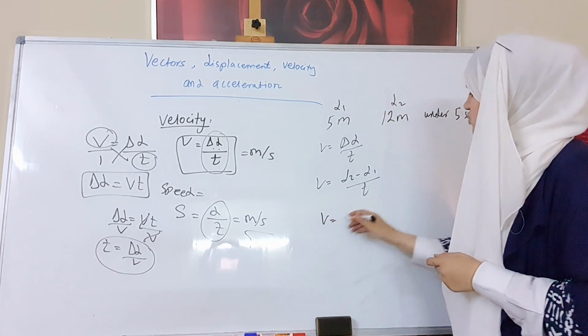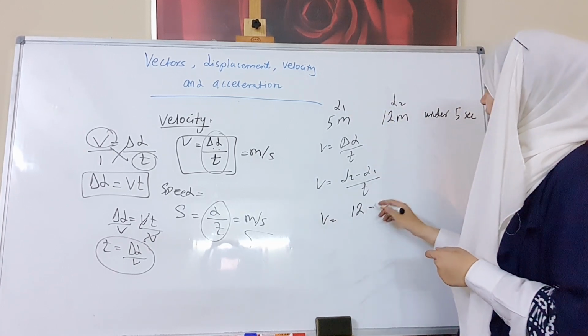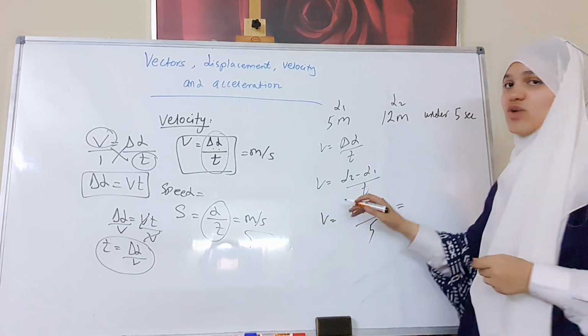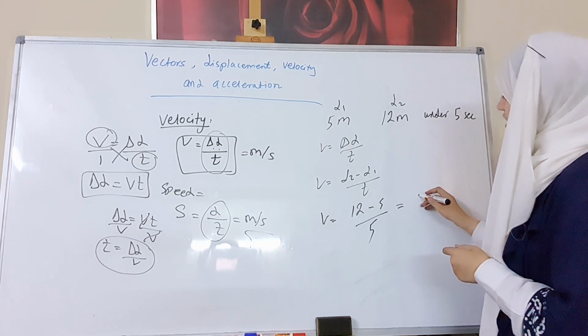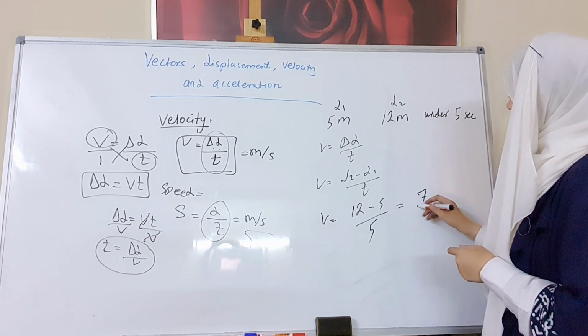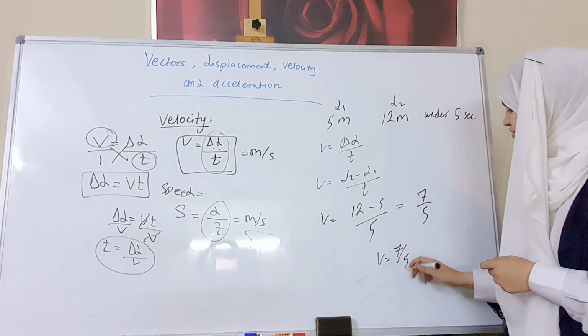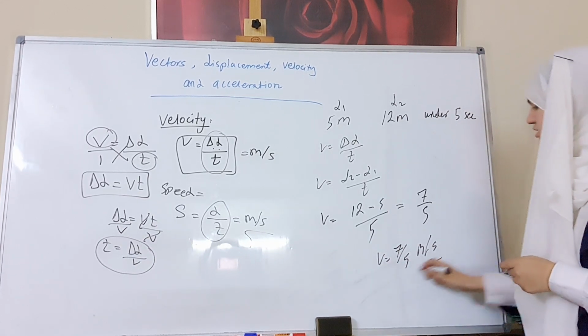So v is equal to d2, which is 12, minus 5, over time, which is 5 seconds. That means 12 minus 5 is 7, so it will be 7 over 5. That means velocity is equal to 7 over 5 meters per second.